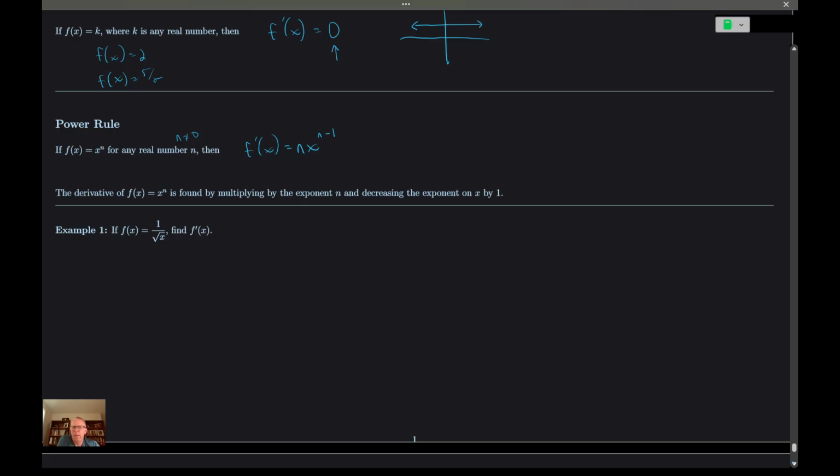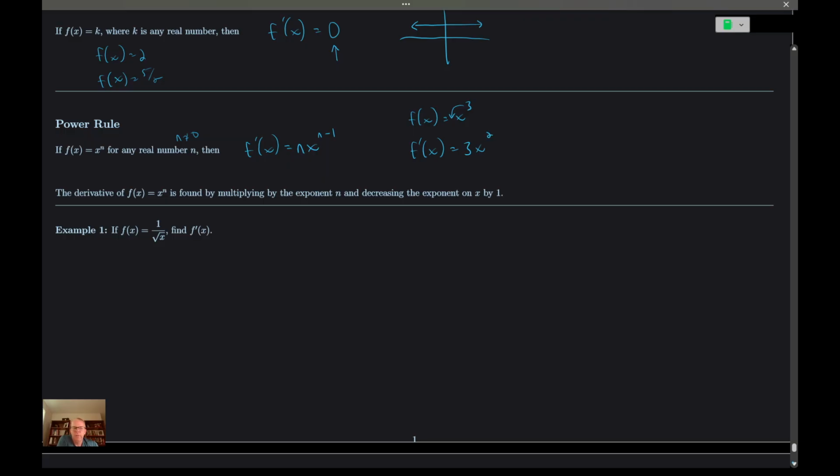Now, if you've never seen this before, this formula might look a little bit intimidating, but it's really not. All we're doing is whatever this exponent is, we are bringing that in front, and then we're going to subtract 1 from the exponent. So, for example, if f of x equals x cubed, for the derivative we're going to bring the 3 in front, so just bring that 3 down there, x, and then subtract 1 from the exponent, so squared. And that's all there is to it.